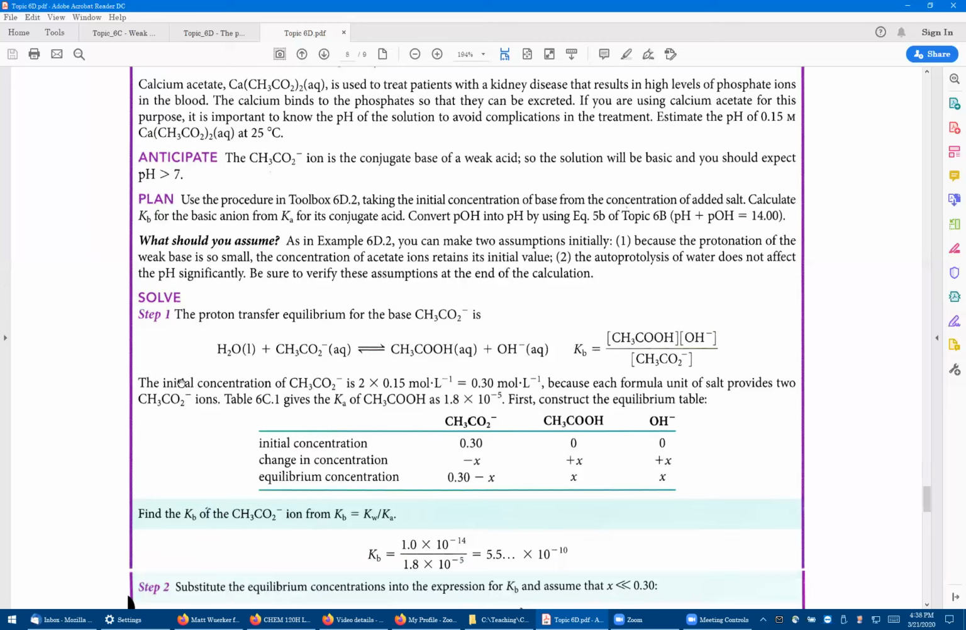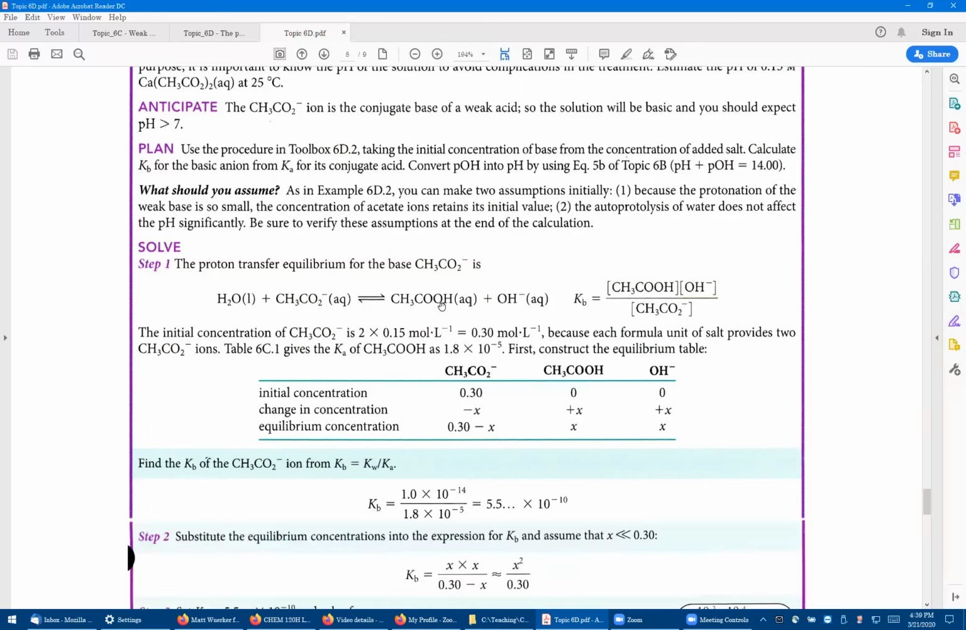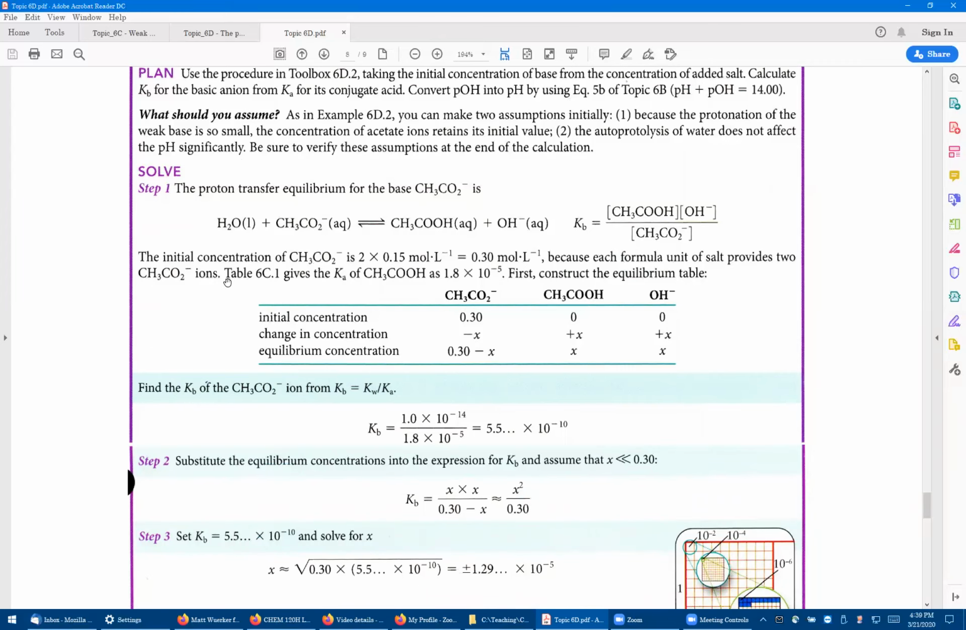So the initial concentration of the acetate, as we're told, is 2 times 0.15 molar, because there's 2 of them, remember. Go back here, so you don't get fooled by this. The calcium acetate, it says, is 0.15 molar. In solution, remember, there's 2 acetates for every calcium. So the calcium ion concentration is 0.15, but the acetate concentration is 0.30, 2 times that. So that's why the initial concentration of acetate is 2 times 0.15, which is 0.3 moles per liter.